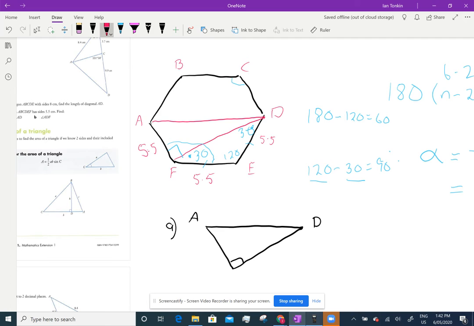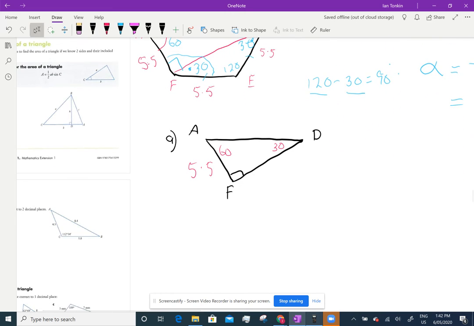Now, because this cuts this in half, that splits this angle, which is 120, into 60 and 60. And therefore, look at what I've got. I've got 5.5, I've got 60, and this angle has to be 30, and that's F. So I've almost answered all the questions.